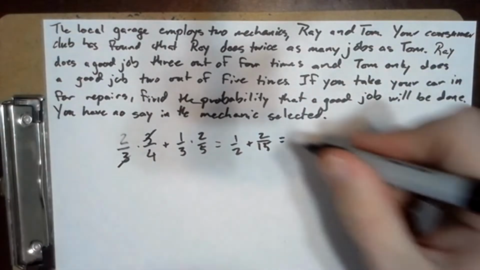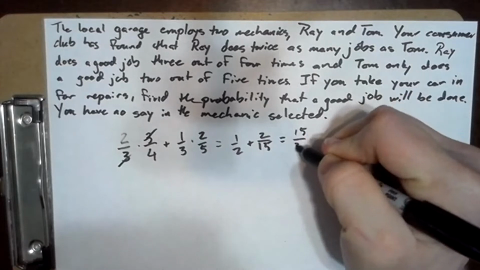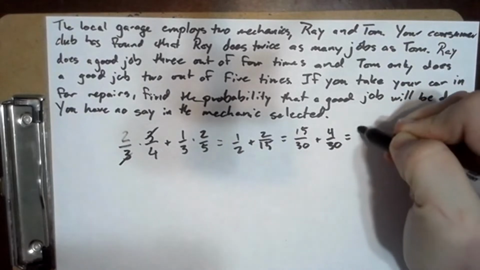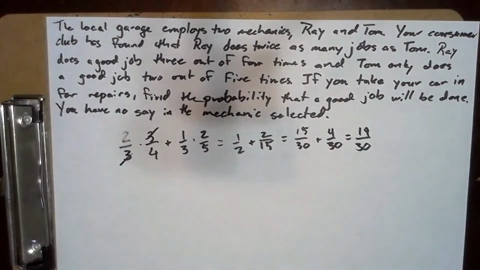Okay, so I'll change this to 30ths, and we've got 15/30ths plus 4/30ths gives us 19/30ths probability of having a good job done.